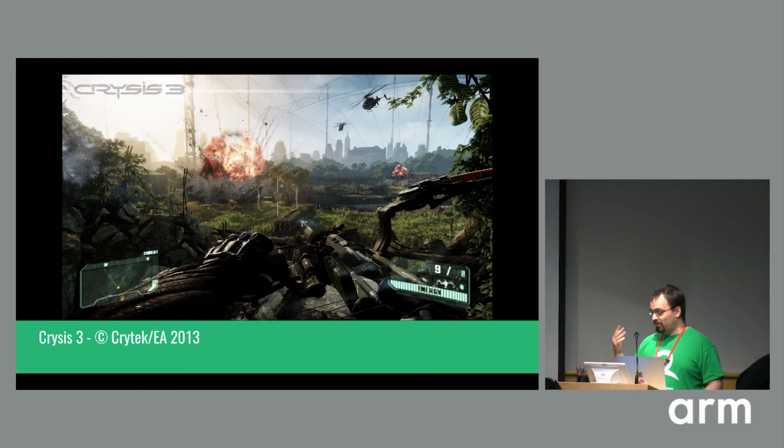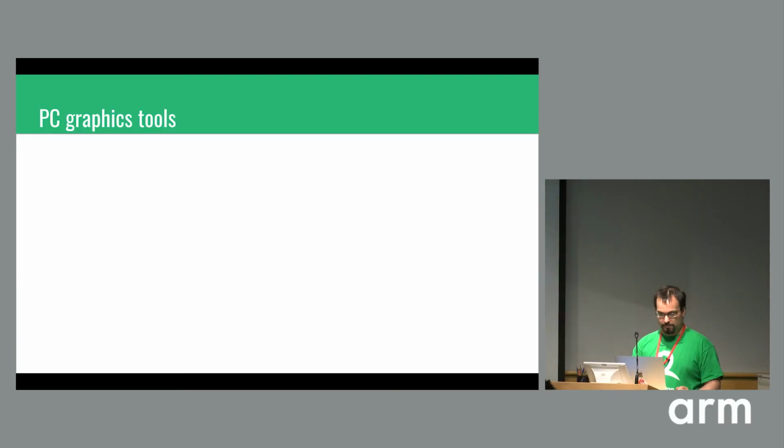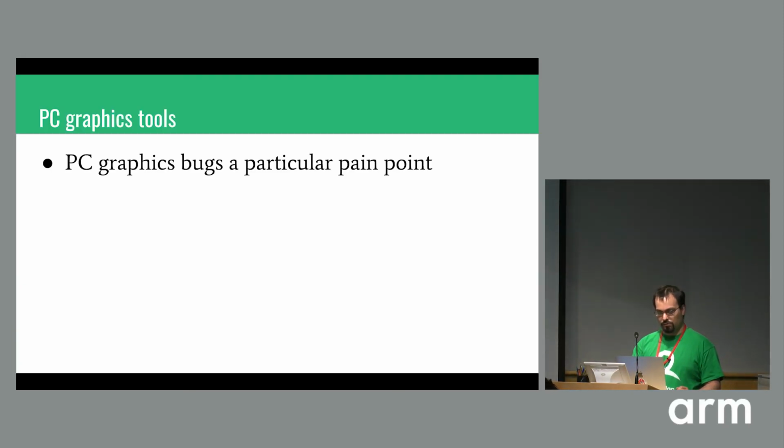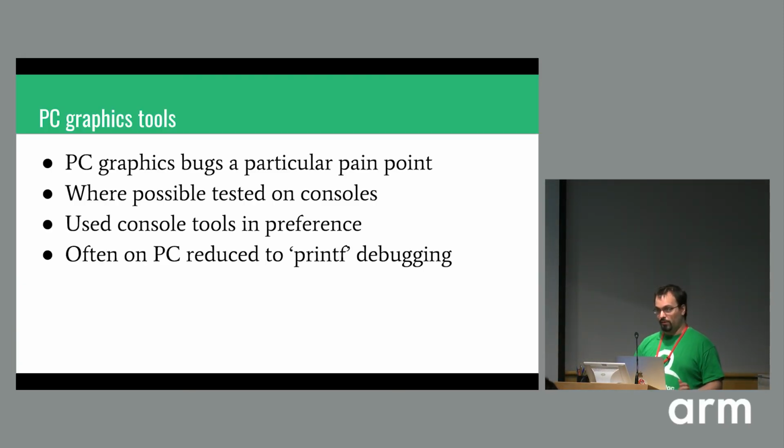For those of you who haven't played it, this is Crysis 3. It's a complex graphical game. There's a lot to the renderer, and that means a lot of rendering bugs. PC graphics tools, like I said, were a particular pain point. The workflow I ended up with was, whenever I would get a bug, the first thing I would try to do is reproduce it on the consoles. If I could get the bug to happen on 360 or PS3, then I was able to use those tools and I could just verify my fix worked on the PC.